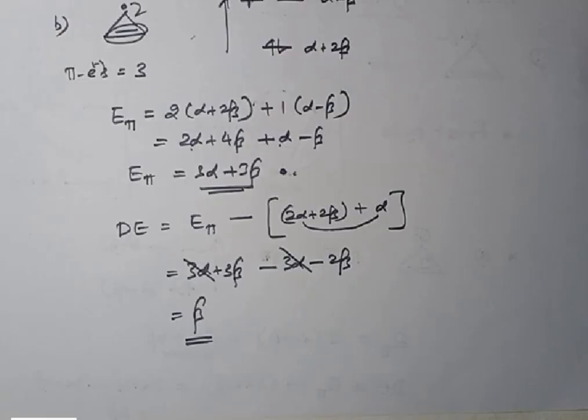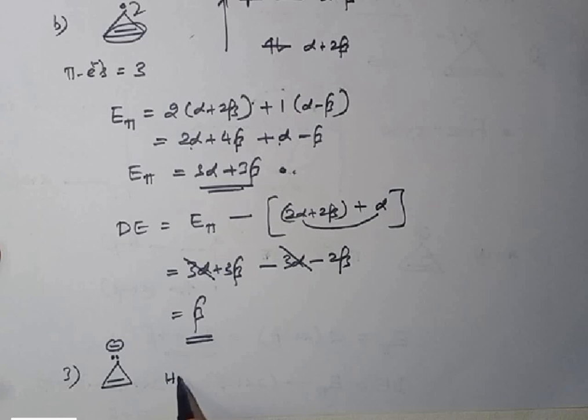Okay. Exercise. You try to find out what is the pi electronic energy and delocalization energy of the cyclopropenyl anion. Okay. So you take it as homework.